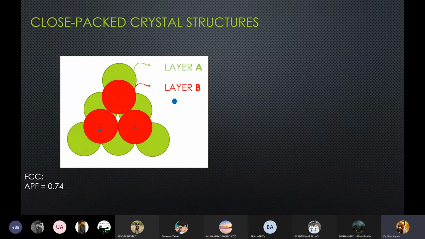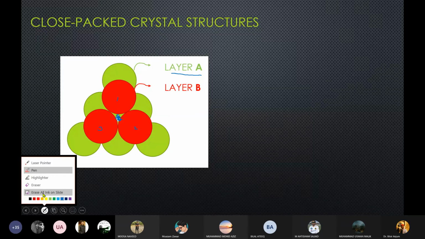Now, for the third layer, there is one option that the atoms could come on top of layer A, or another option that the third layer atoms should occupy this other cavity. In order to have the close packed structure, what do you think the third layer should be: exactly on top of layer A, or on top of this blue region that I have identified? Sir, blue region. Very good.